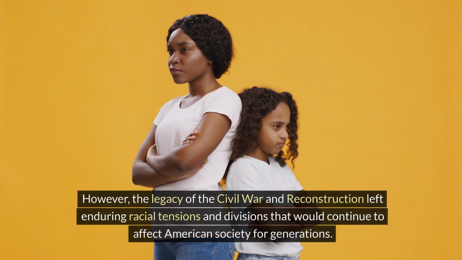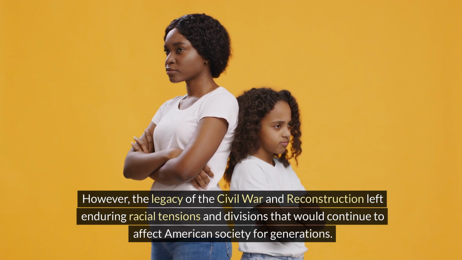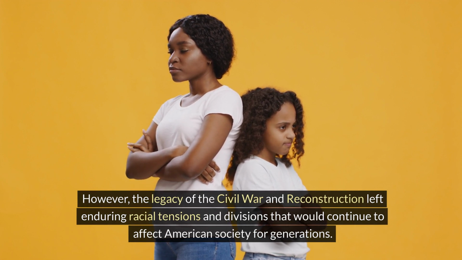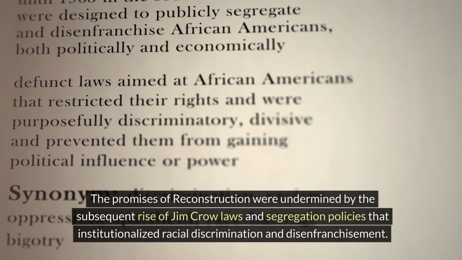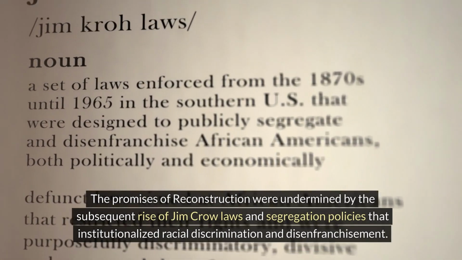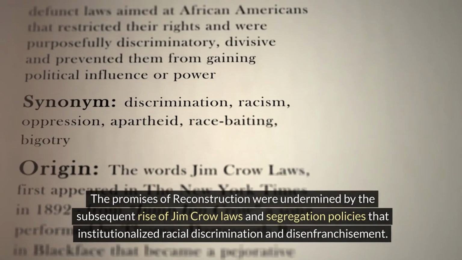However, the legacy of the Civil War and Reconstruction left enduring racial tensions and divisions that would continue to affect American society for generations. The promises of Reconstruction were undermined by the subsequent rise of Jim Crow laws and segregation policies that institutionalized racial discrimination and disenfranchisement.